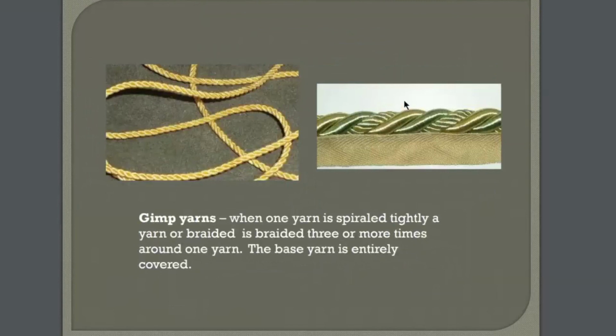This is more what we'll get to a little later, but here you can see gimp yarns. When one yarn is spiraled tightly, a yarn or braid is braided three or more times around one core, and the cord is entirely covered. So you get this nice braid.